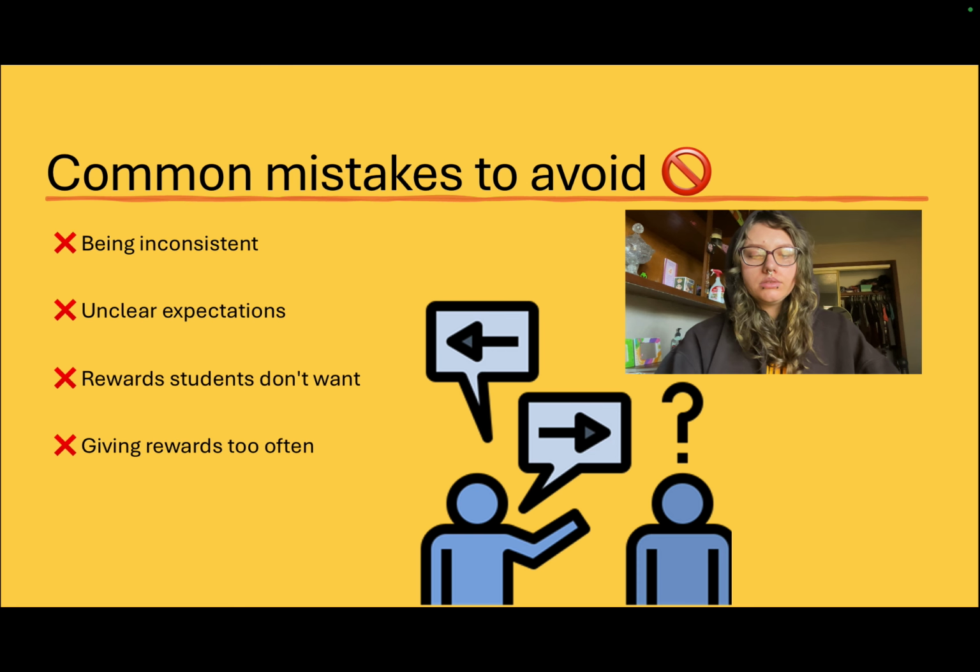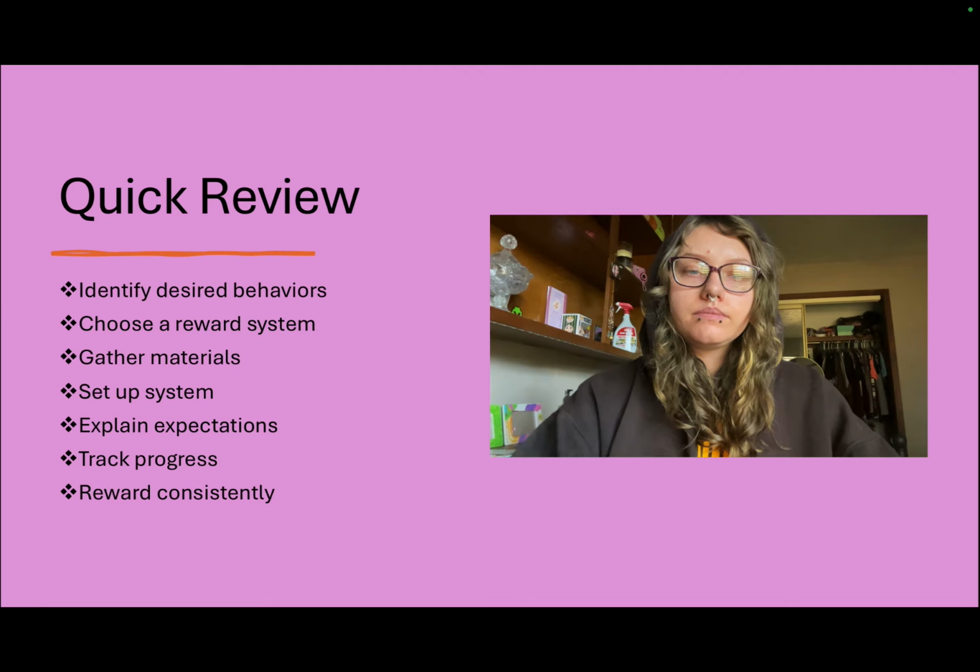Now we will move on to common mistakes. No matter which reward system you choose, there are several common mistakes to avoid. Teachers should be consistent when giving rewards and make sure expectations are clearly explained. It is also important to choose rewards that the students actually find motivating and want to work towards. Finally, you want to avoid rewarding every small behavior, as this can make the system less meaningful over time. A successful reward system is fair, consistent, and easy for students to understand.